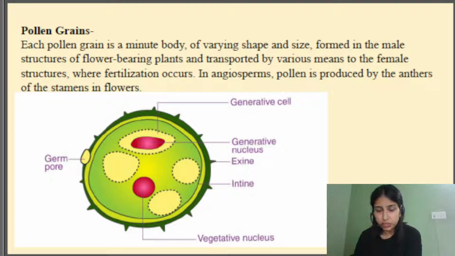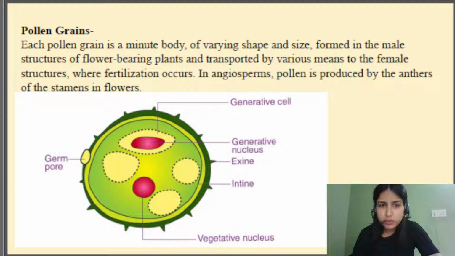pollen will be undergoing germination to enter the stigma later on. When this pollen reaches the stigma of the flower or female part, this pollen has to germinate. For that germination, pollen tube formation is required, and for the growth and development of that pollen tube to reach towards the ovule or the female part of the flower, this vegetative nucleus is necessary, because it will be providing the growth that is required at that time. So it will help in the germination of the pollen tube at the time of pollen germination. So we know that now this is helpful in growth and nutrition at the time of pollen tube formation.